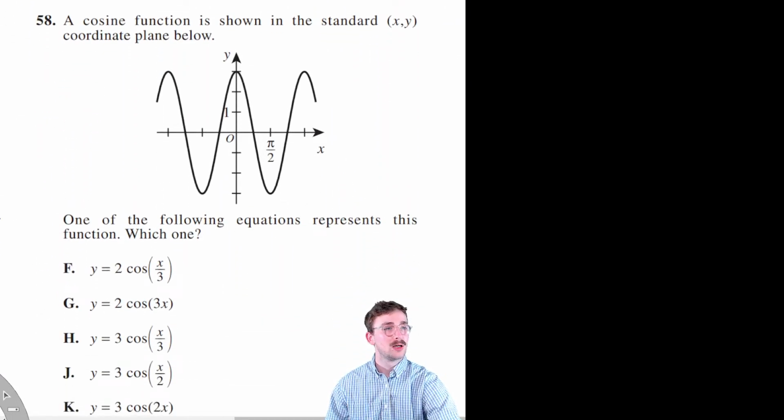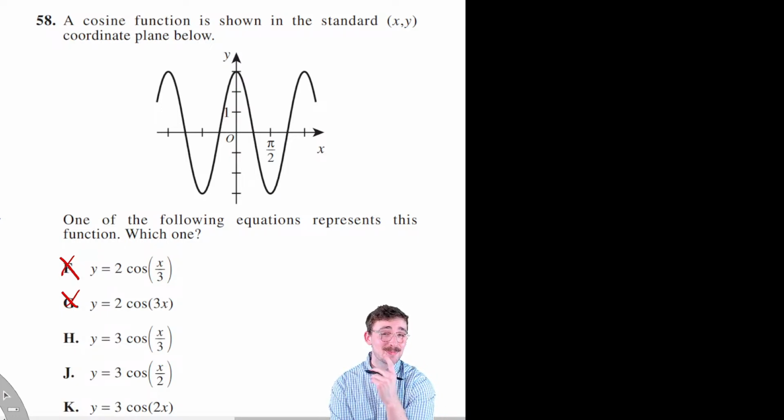58. A cosine function is shown in the standard xy coordinate plane below. Which of the following equations represents this function? So it either has an amplitude of 2 or an amplitude of 3. Looks like it's 3. So f and g are both wrong.